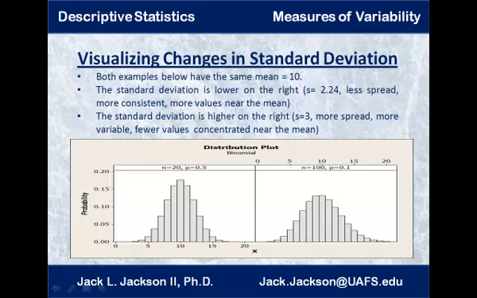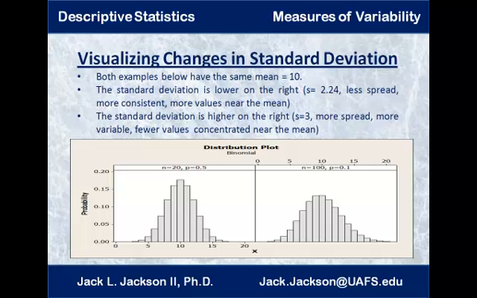So here we have two of these. Notice that they both go from 0 to 20 on the scales here, and you can see what they look like. Just by looking at it, you can see that the one on the left is more consistent, has less spread, more values near the mean, whereas the one on the right is more spread out, with more values spread all the way out. So it has fewer values concentrated near the mean, more spread, more variability. So that means that it has a higher standard deviation. So the one on the right has the higher standard deviation.